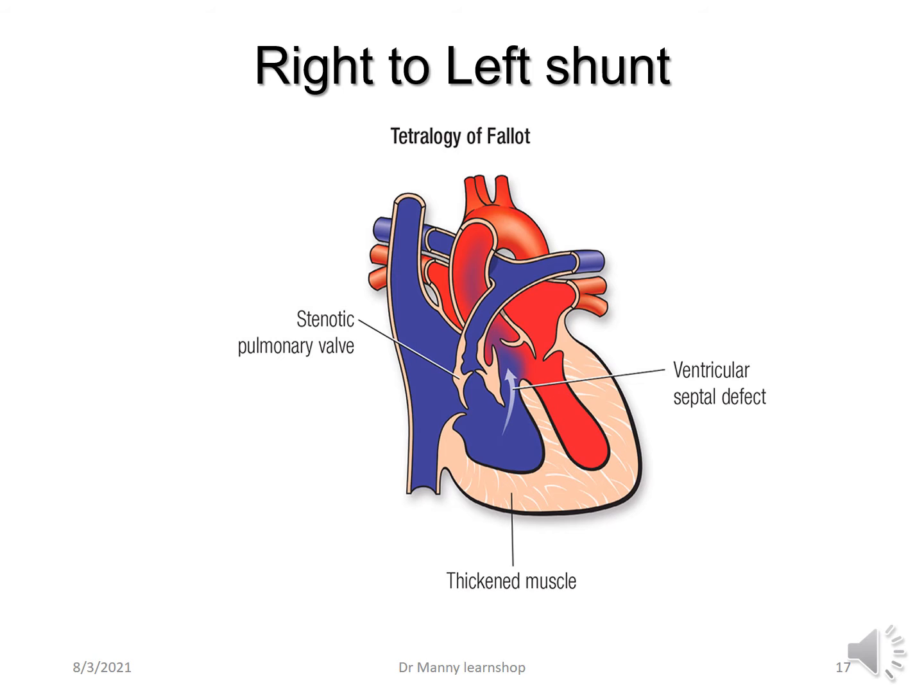Tetralogy of Fallot has got numerous defects, which we're not going to discuss at this point in time. This is just mentioning and giving you an idea of right to left shunt. Right to left shunt essentially means deoxygenated blood mixing with oxygenated blood.